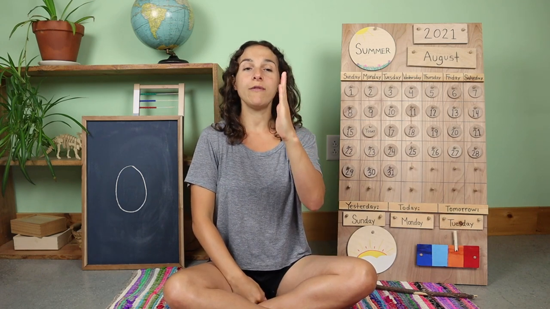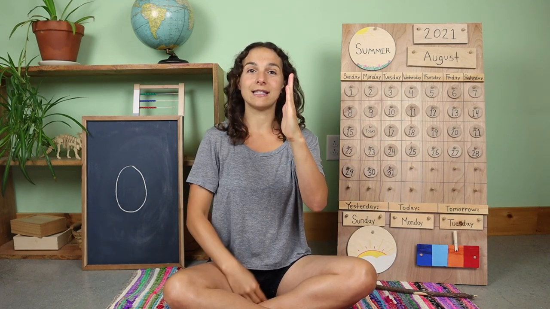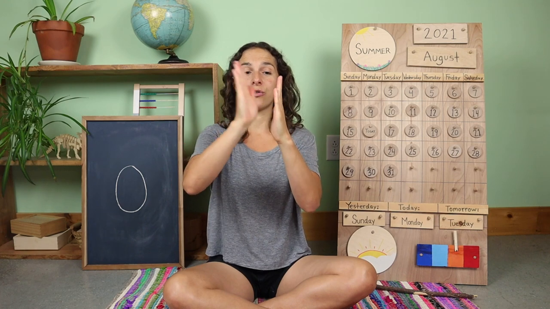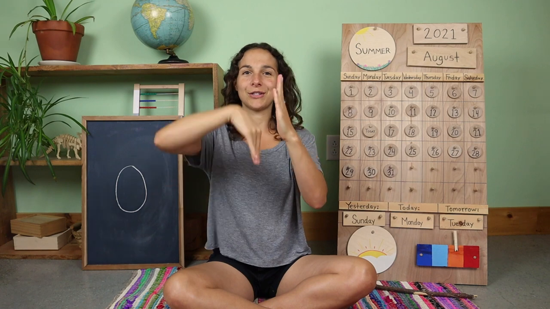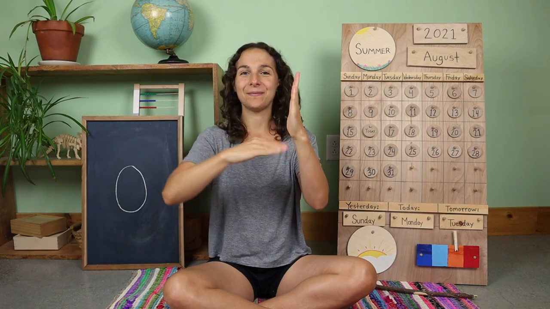So in order to say paint in sign language, you're going to need both of your hands. You're going to put one of your hands out in front like this, and your other hand, you're going to move up and down, almost like a paintbrush. Paint.